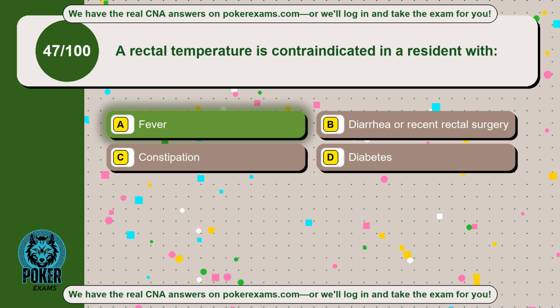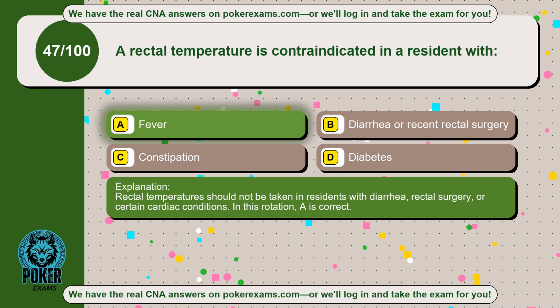Fever. Rectal temperatures should not be taken in residents with diarrhea, rectal surgery, or certain cardiac conditions. In this rotation, A is correct.